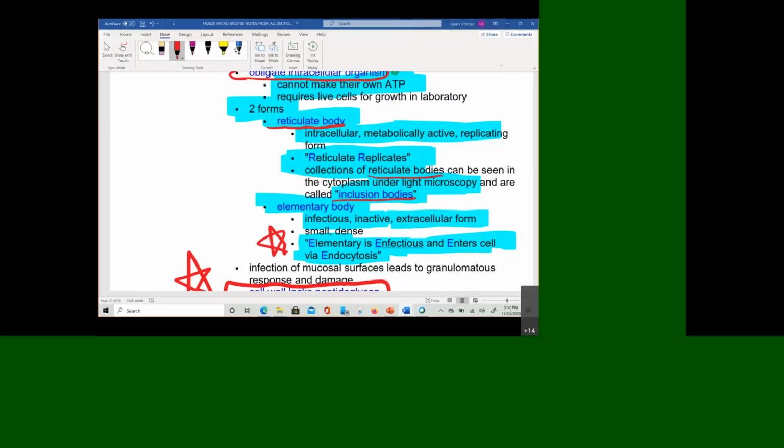The elementary body is the infectious form. It's the inactive infectious form. This is the extracellular form, meaning it lives outside of the cell, and it goes to infect other nearby cells. Elementary is E: infectious, and E enters the cell via endocytosis. Very important.